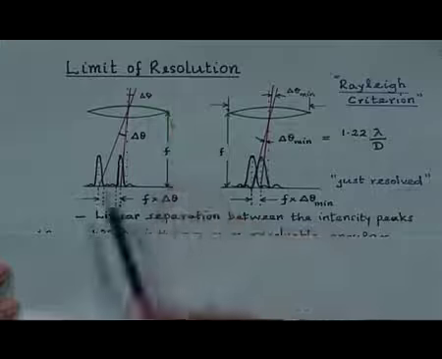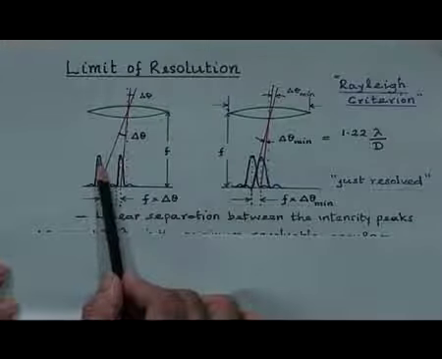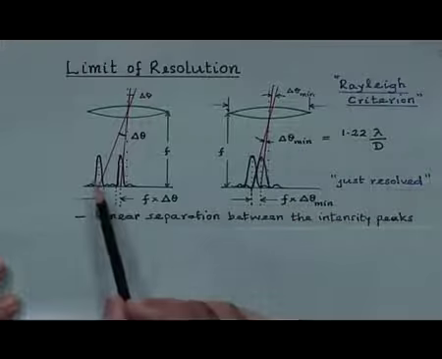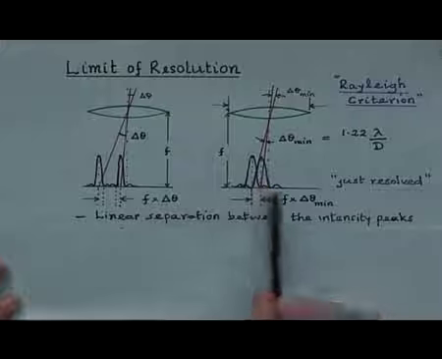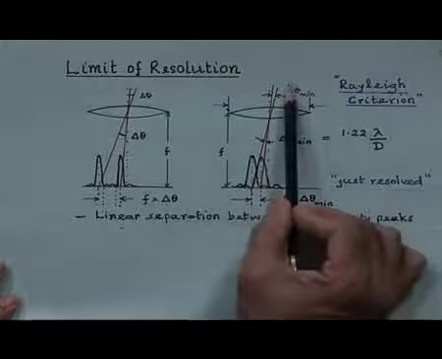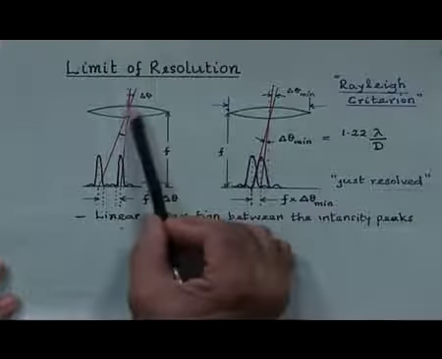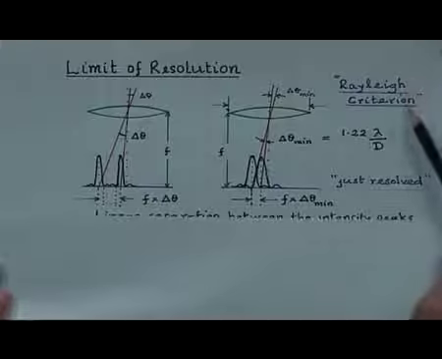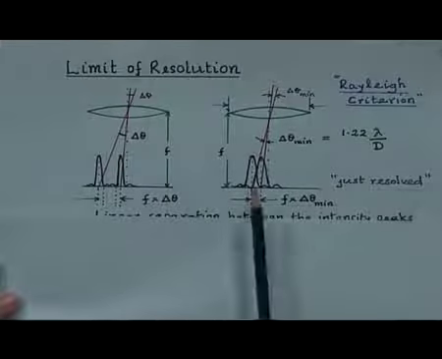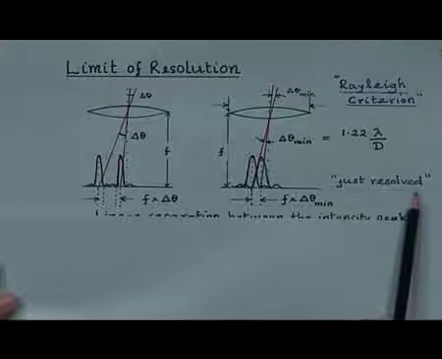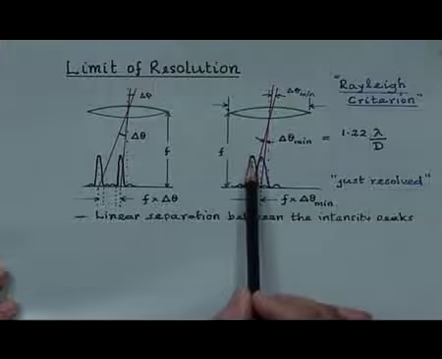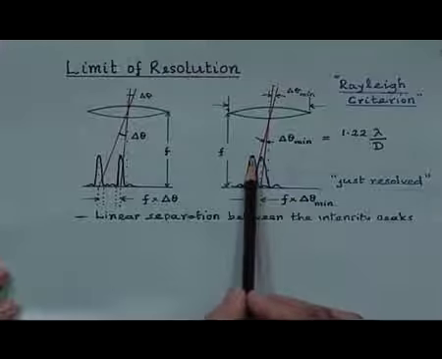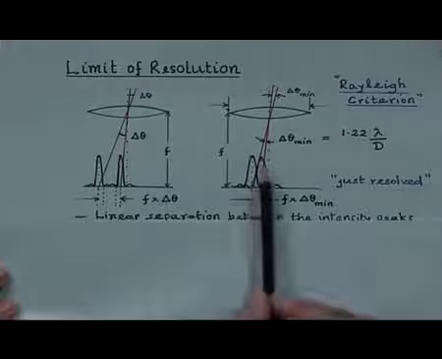f is the focal length of the lens, and f times delta theta will give us the linear separation between these two peaks. When delta theta becomes smaller and smaller, the two images start overlapping like this. This is the case where S1 and S2 are coming closer, which means delta theta is reducing and the images start overlapping. According to the Rayleigh criterion, the two images are said to be just resolved when the central maximum of one image or one source coincides with the first minimum due to the other one.